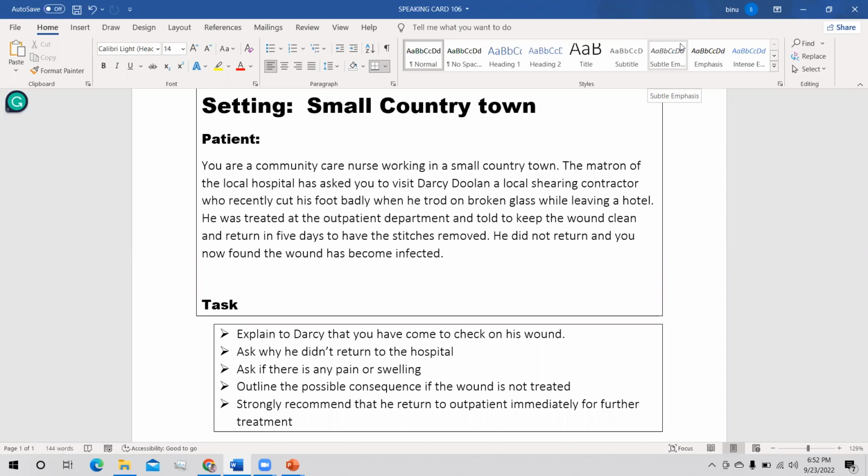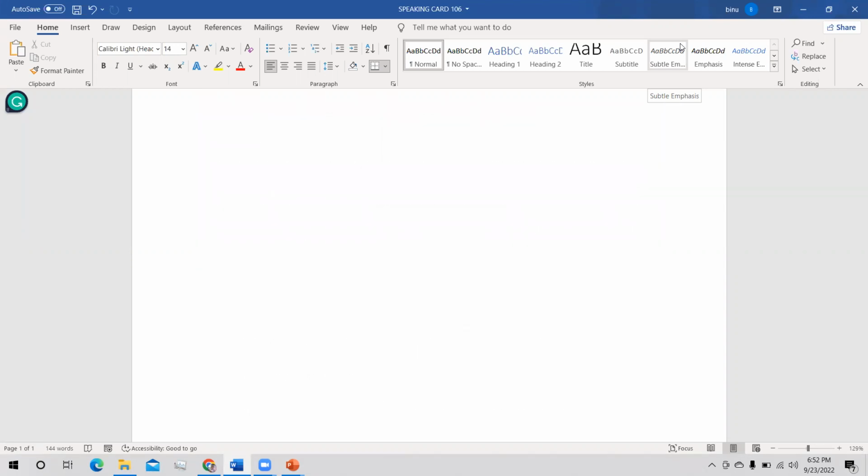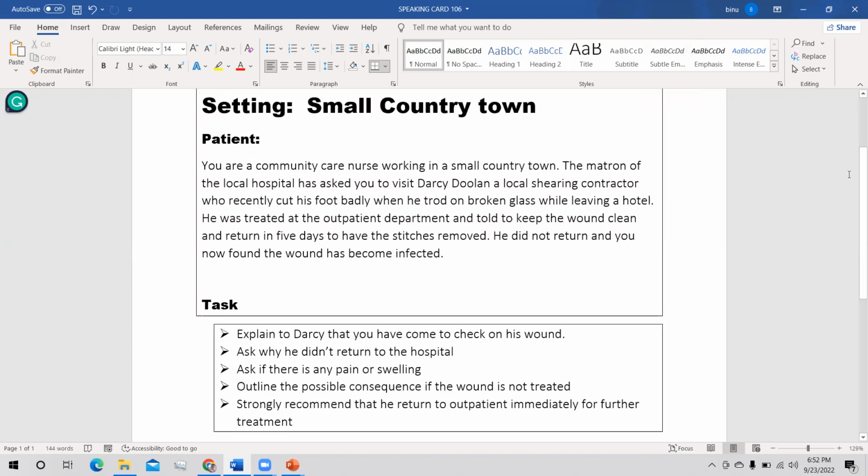I am damn sure that you are slightly confused about that. No worries. If we are not getting a clear idea from the setting, you have to read the scenario. Let's go to the scenario. You are a community care nurse working in a small country town. So you are a community care nurse. The matron of the local hospital has asked you to visit Darcy Doolan. To visit whom? Darcy Doolan.